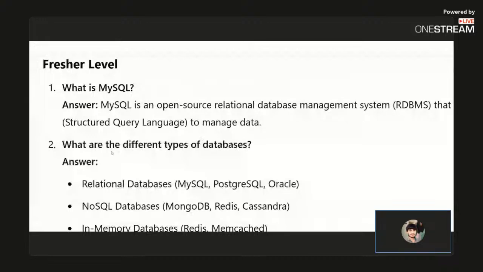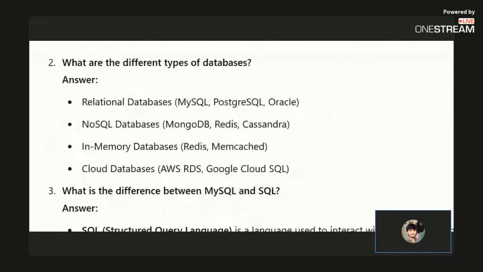What are the different types of databases? Relational databases: MySQL, PostgreSQL, Oracle. NoSQL databases: MongoDB, Redis, Cassandra. In-memory databases: Redis and Memcached. Cloud databases: AWS RDS, Google Cloud SQL.